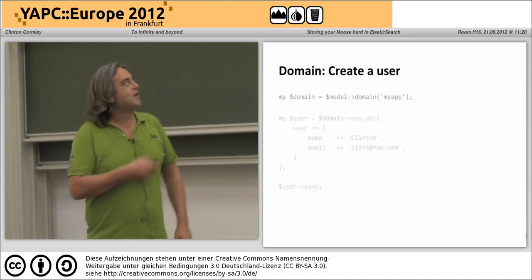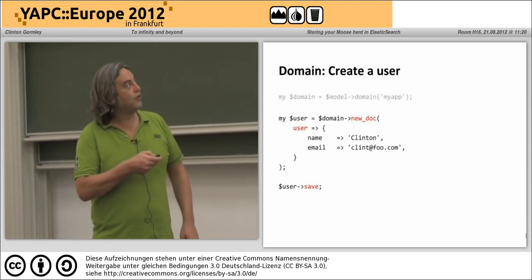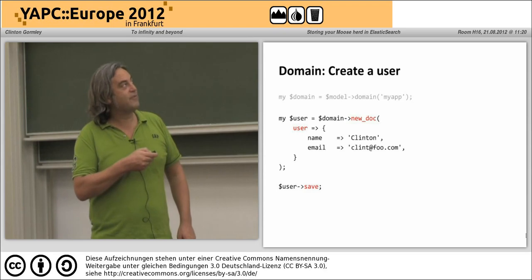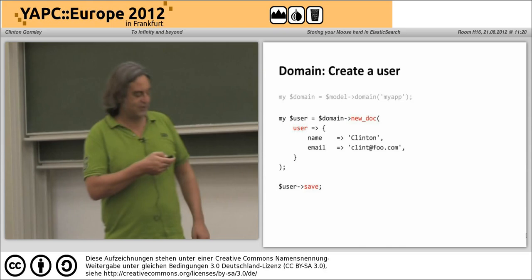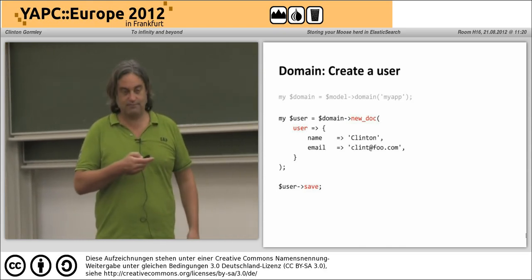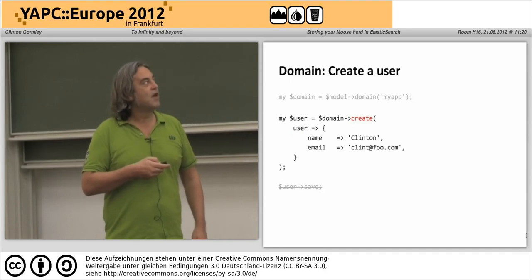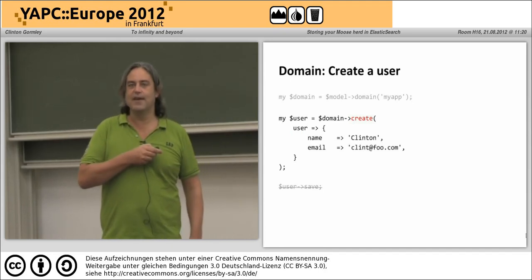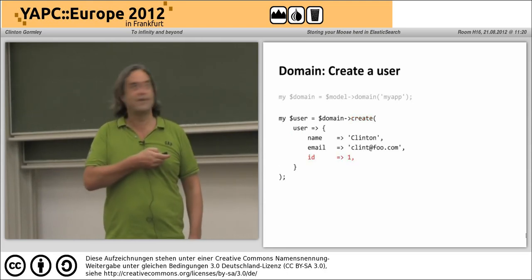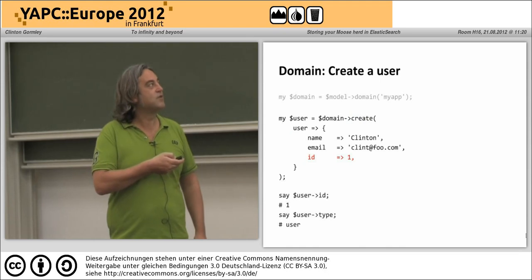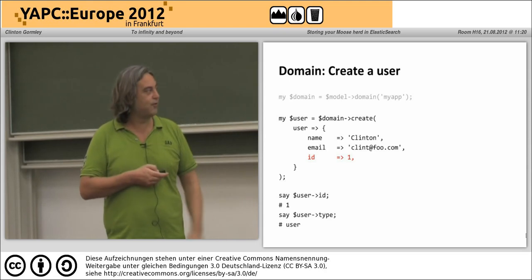To create a user, we need a domain object. And you would just call new doc, the type of object you want to create, and the arguments that you would normally pass to new. Once you have it, you can save the object. You could do that all in one step using create. Now, you notice I haven't specified an ID here. You can, but if you don't, you'll get an auto-generated ID. So here we do specify an ID, and we can access the ID and type data through the object itself.